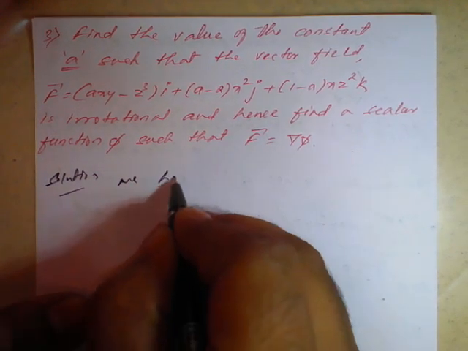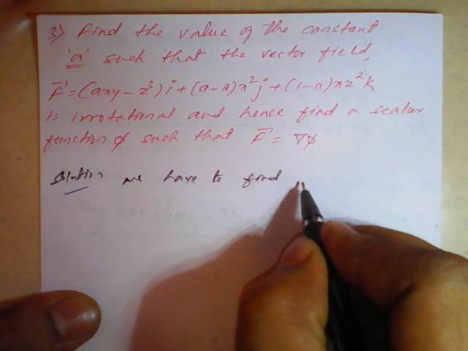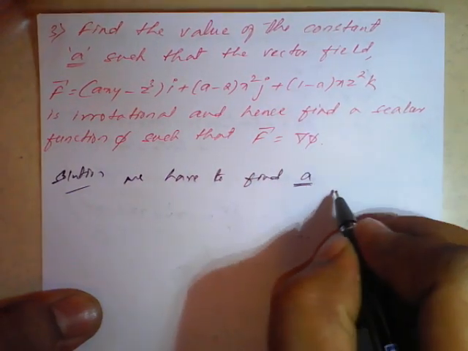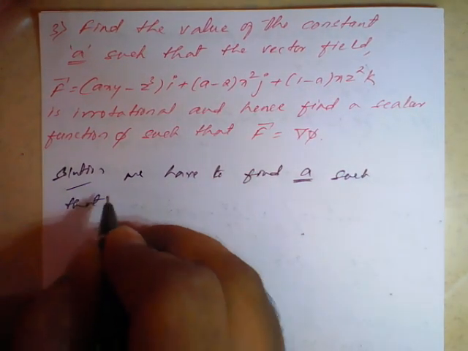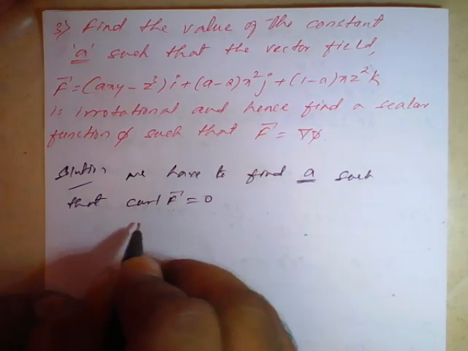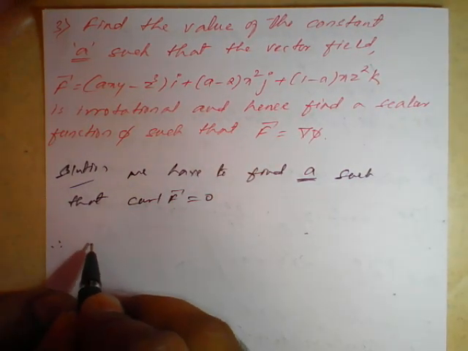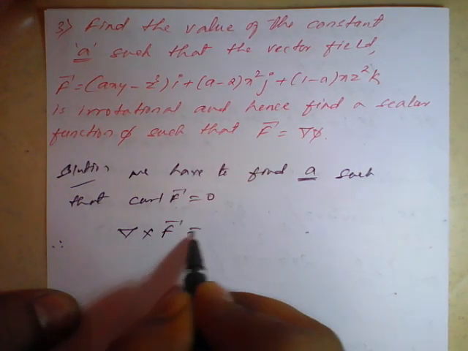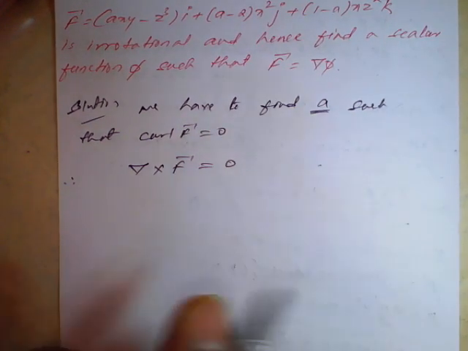We have to find A such that the given vector F is irrotational. It means they are telling us it is irrotational. Therefore, del cross vector F is equal to 0. No need to take the LHS; just observe.